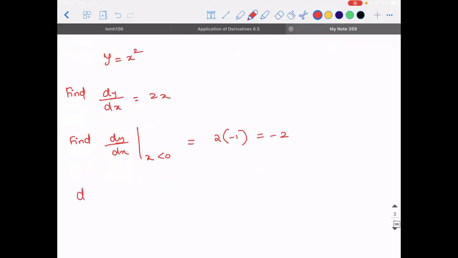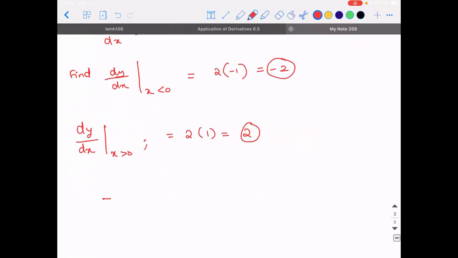Similarly, dy by dx for x greater than 0, can I take 2 into 1, which is 2? So f dash of x changes from where to where? It changes from negative to positive. Negative to positive. So what will it give us? It will give us the point of minimum.